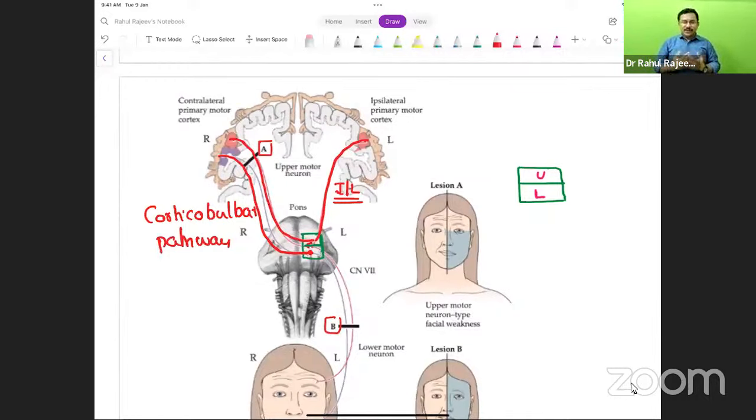Four options. MCQ. Tell me, what is the answer? So remember, when there is a right corticobulbar pathway lesion, the left lower part of the facial muscles are affected. The left lower part, they will not be able to move. So the patient will have deviation of the angle of the mouth to the right side.